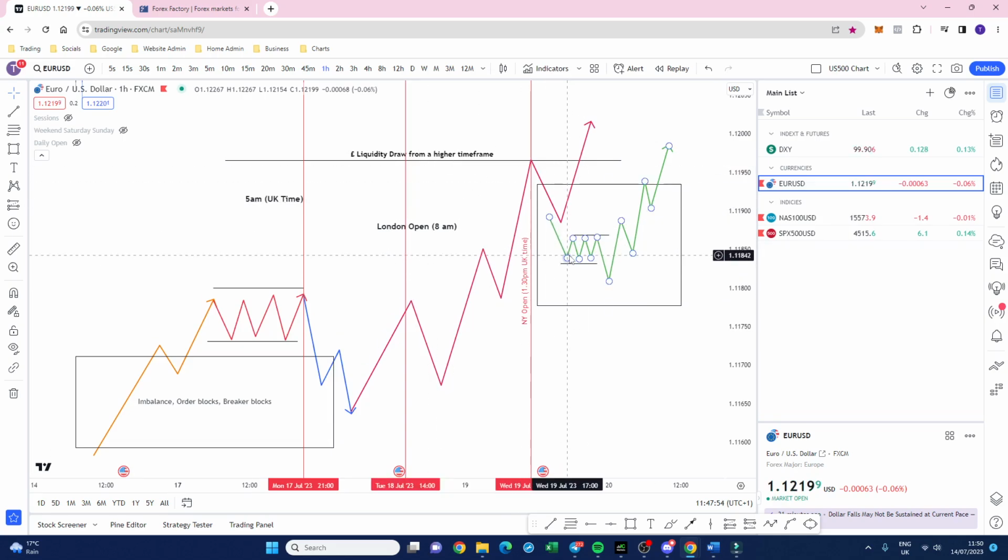As I said, we can do this in London, we can do this in New York. You can do it in Asian session as well. It just depends on the pair. And I am going to go into detail on London session, New York session, and things like that to help you guys out. So yeah, that pretty much sums up this lesson, guys.